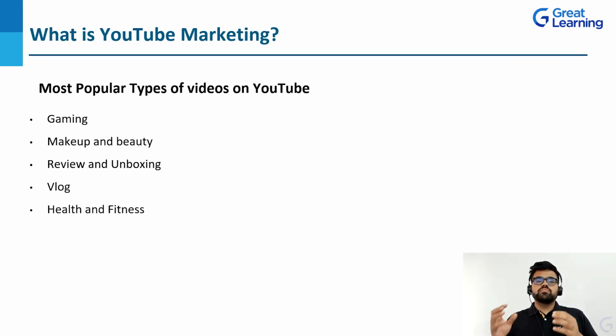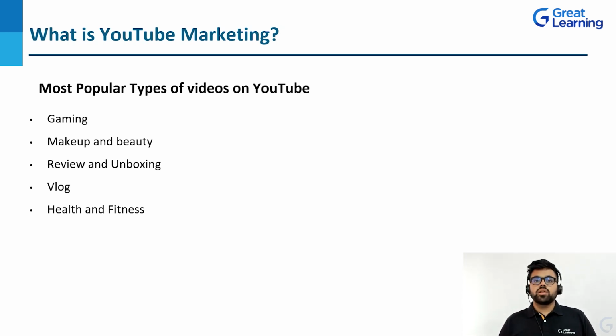Then let's talk about some popular genres, popular types of videos on YouTube that are really popular and come in the trending section of YouTube. So the first is gaming. Gaming is on the rise. People watch a lot of gaming videos on YouTube. Then comes makeup and beauty. This has been a long-standing trending topic on YouTube from the very beginning. A lot of people make makeup videos, beauty videos, fashion videos, outfit videos. So all these things come under makeup and beauty. How to take care of the skin, how to dress for a particular occasion. So these types of videos come under makeup and beauty.